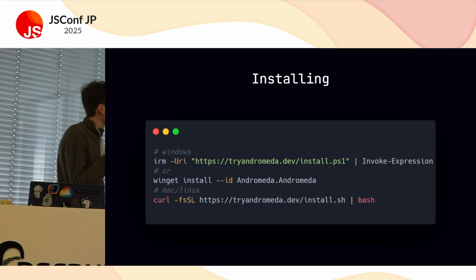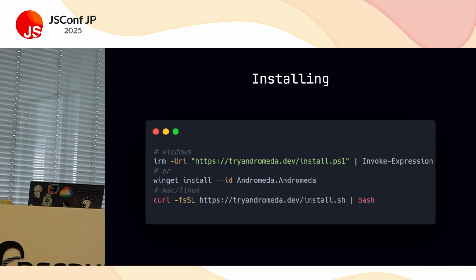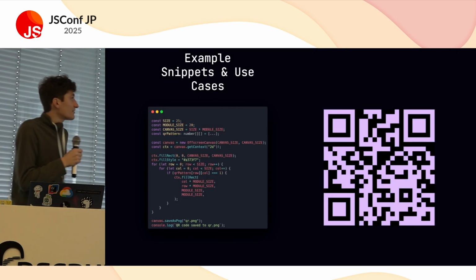So installing. So far I have just some basic install steps for Andromeda. As you can see, we do have the basic Windows install script here. Also, we did get the package published onto winget, so we do also have a winget package now. So feel free to install it this way as well. And also, for Mac and Linux, we do have a bash script as well. So, examples and use cases.